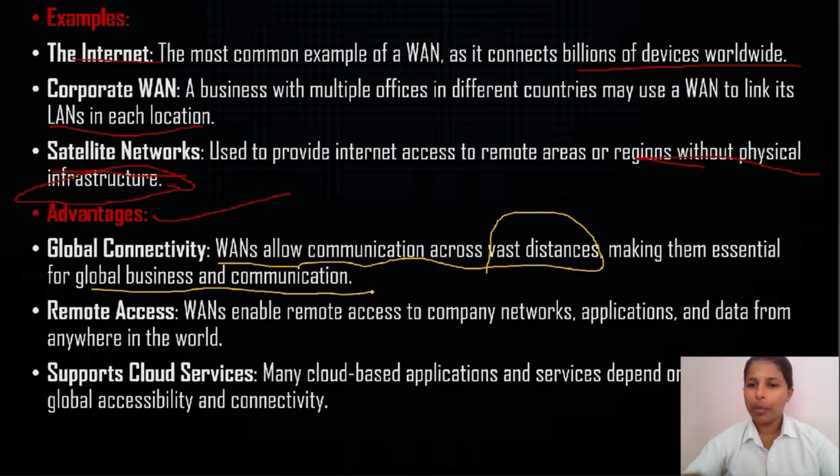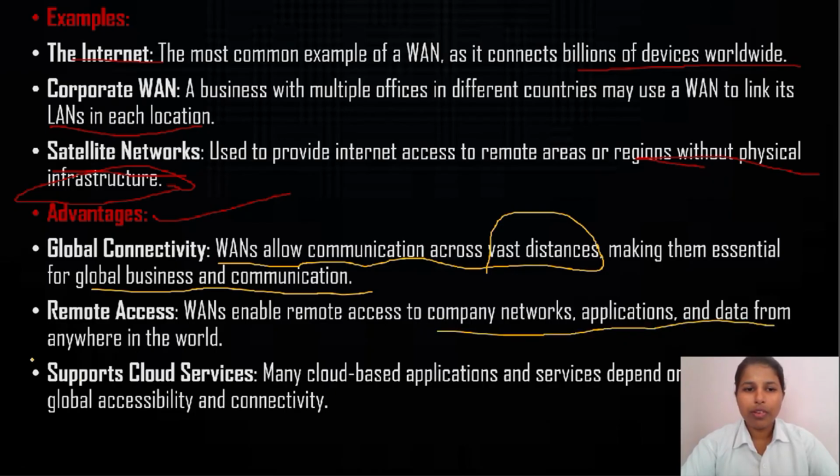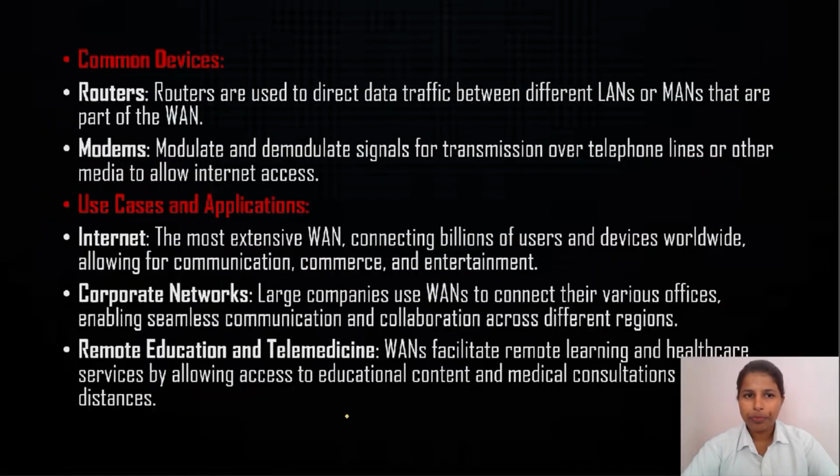So here, from where I am posting the video, you are getting through this. It is also using the internet. So that is the global connectivity. And the remote access, that WAN enables remote access to the company network, applications and data from anywhere in the world. And it supports the cloud service also, that many cloud-based applications and services depend upon this wide area network and global accessibility and connectivity.